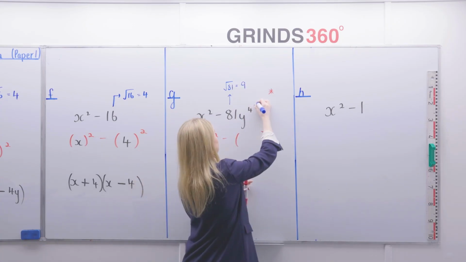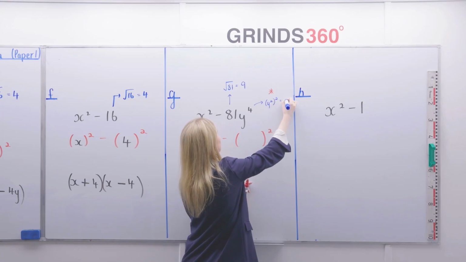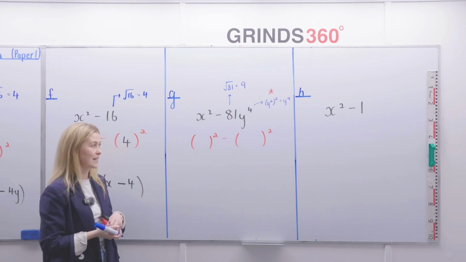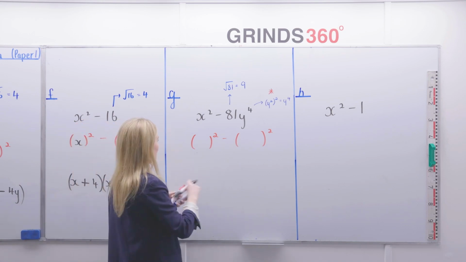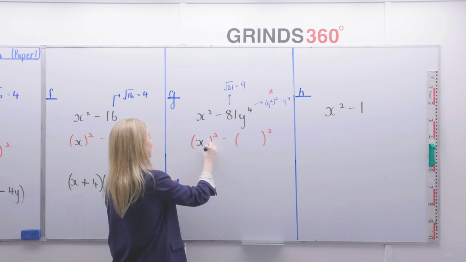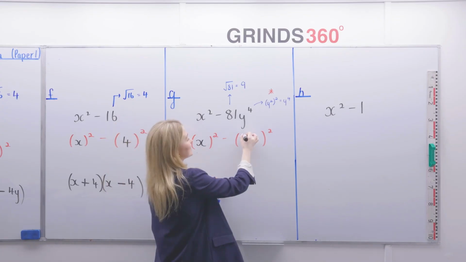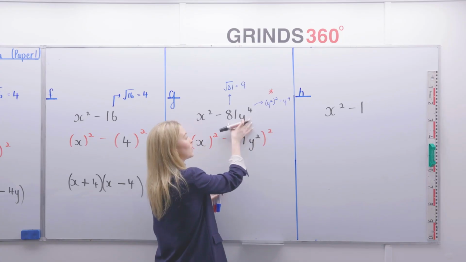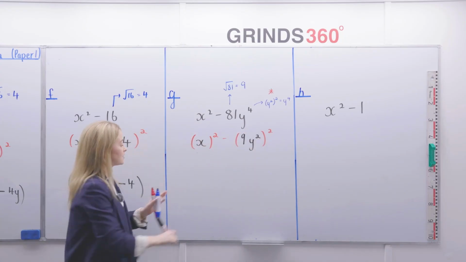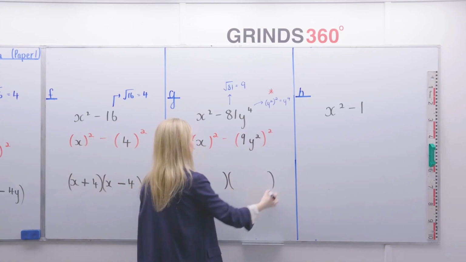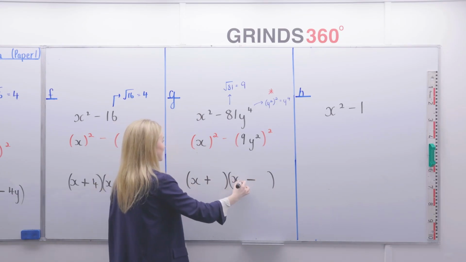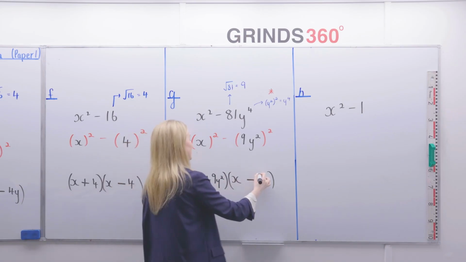Now, I want to remind you of this, that y squared, all to be squared, will give me y to the power of 4, because it's 2 plus 2 when you square it out. So just to get that there. So, minus in the middle, x to be squared is x squared, and 9y squared, all to be squared, will give me 81y to the power of 4. So here I'm going to open my two brackets, plus in one, minus in the other, x and x, 9y squared, and 9y squared.